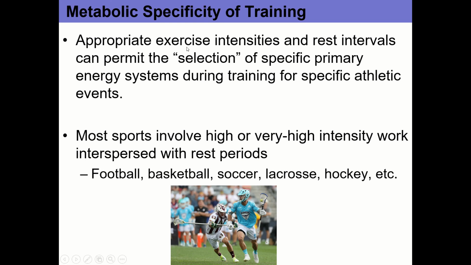All right, let's see, metabolic specificity. We kind of talked about some of this stuff at the beginning. So appropriate exercise intensities and rest intervals can permit the selection of specific primary energy systems, like the phosphagen system or the aerobic or glycolytic systems, depending on the intensity and duration, and those systems then adapt with training.